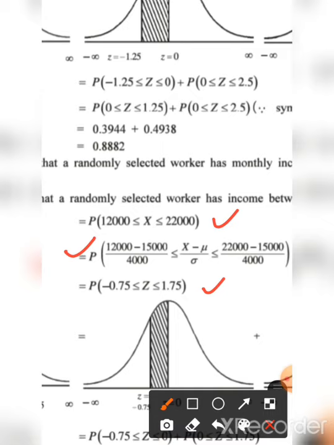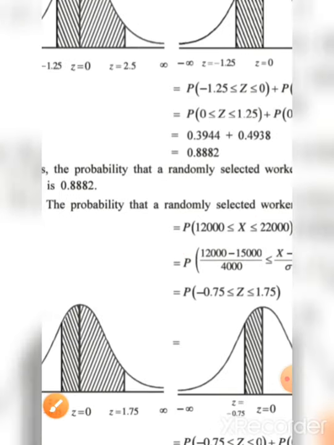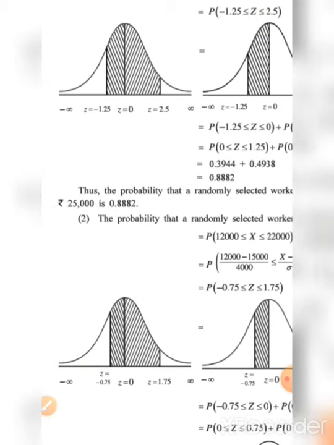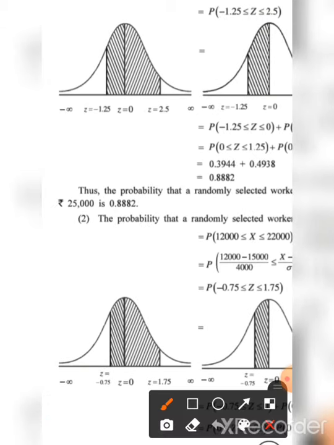Now how are you going to have this in diagrammatic form? So over here, you will draw the curve. Minus 0.75 is on the left hand side, so your z1 we have put as minus 0.75. 1.75 is the positive value on the right hand side of 0, somewhere over here. So in short, we need this shaded part, where z is equal to 0 in between.